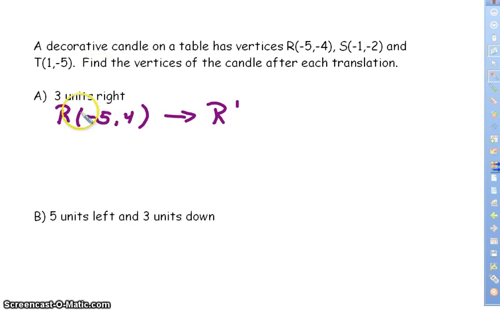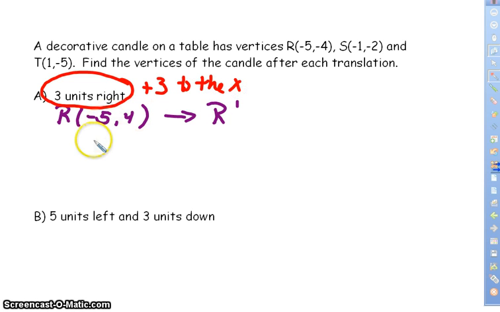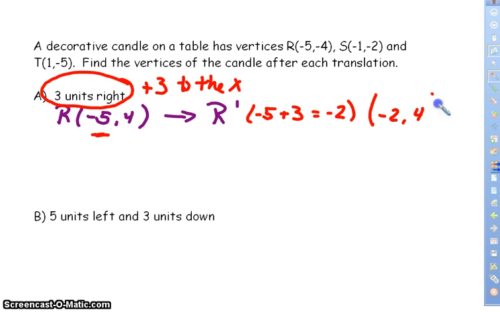Well, I find R prime by taking 3 units to the right. Now, when I move to the right, it is like adding 3 to the x value. This is my x. So -5 plus 3 equals -2. Okay, so my R coordinates will be -2, 4. My 4 is not going to change. I do nothing. I don't go up or down. So that's my R prime.